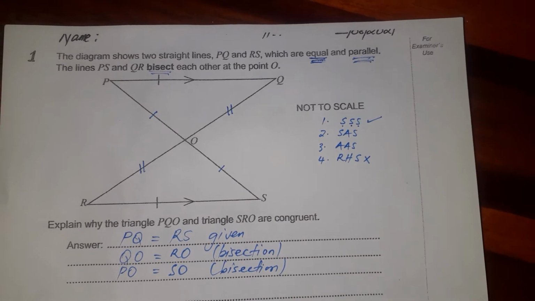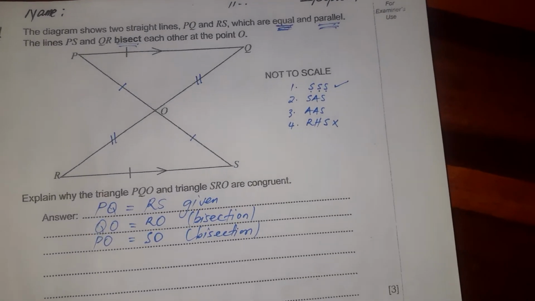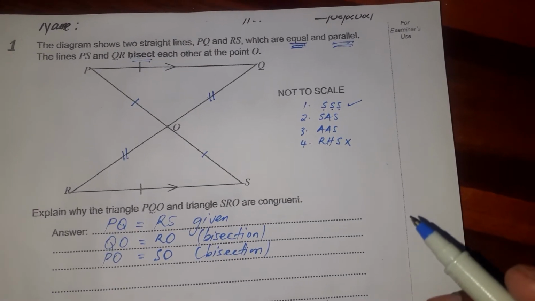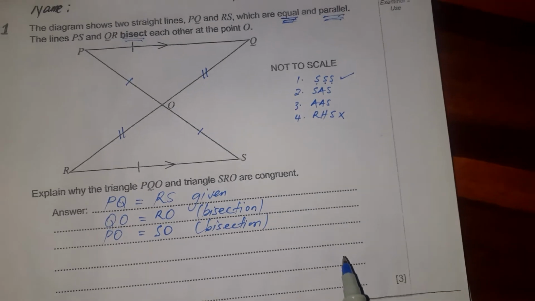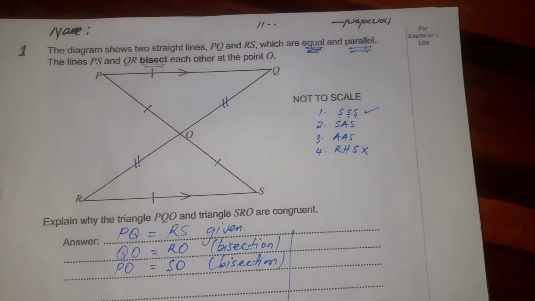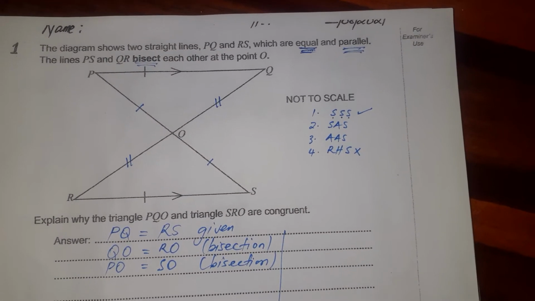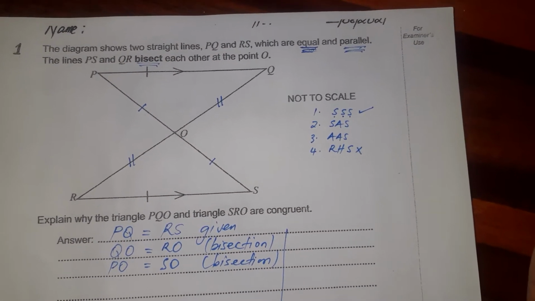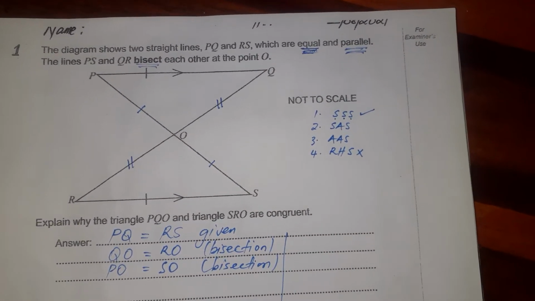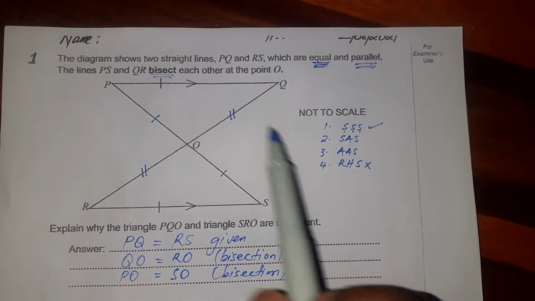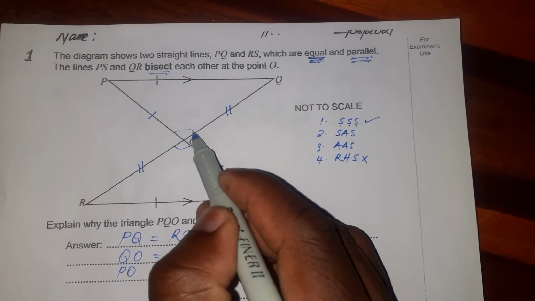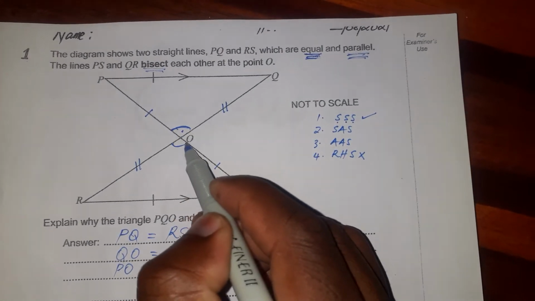But we can also answer this question in a different way. Maybe I can try to draw a line here. The other way we can also do this, let's use angles. Here we proved using the sides. Let's use angles. Now since we are told that this line is parallel to that, then this and that, since they are bisecting, this angle here and that, they are equal.